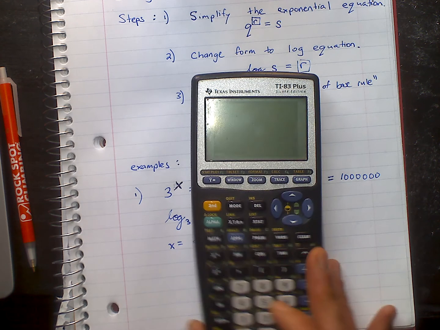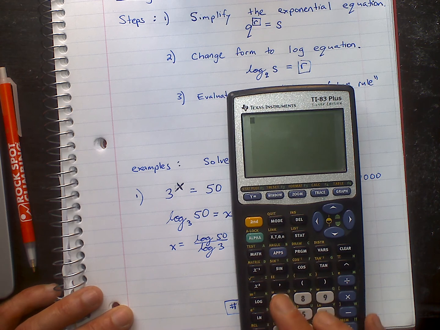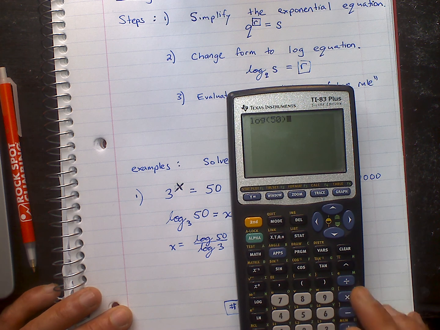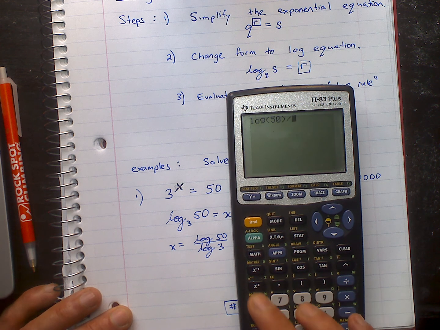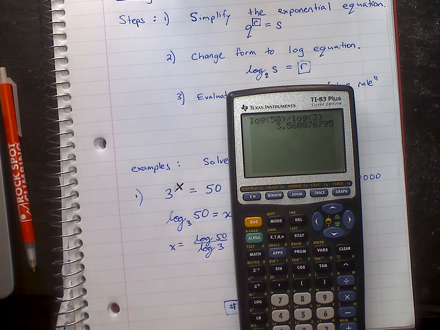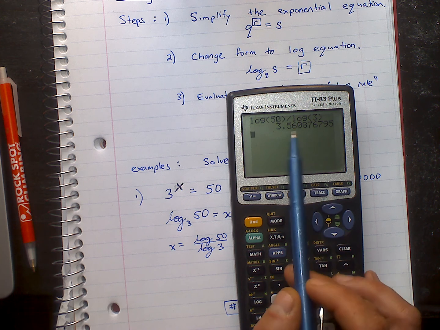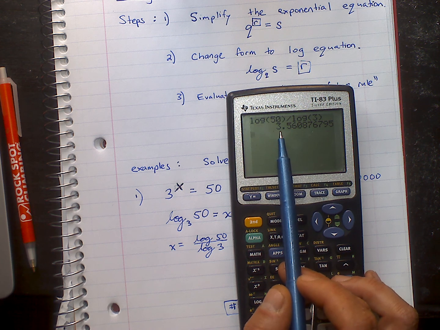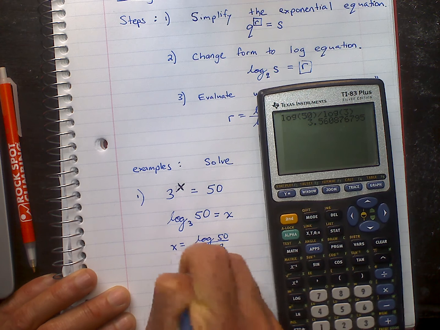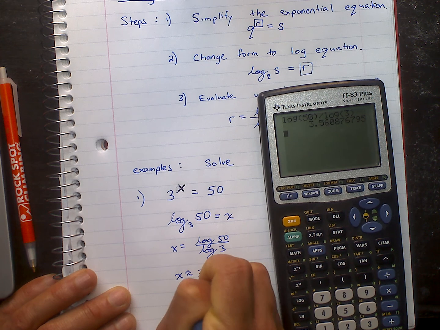On the calculator, that would read log of 50. Remember to close the parentheses so that you know that log is now done. Divided by log of 3. Enter. I'm going to round my answer to the nearest hundredth place. And it is, as I thought it was going to be, some irrational number between 3 and 4. So I'm going to say x is approximately 3.56.